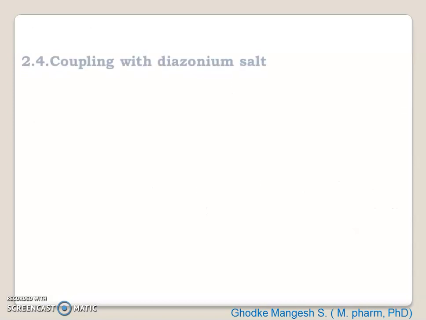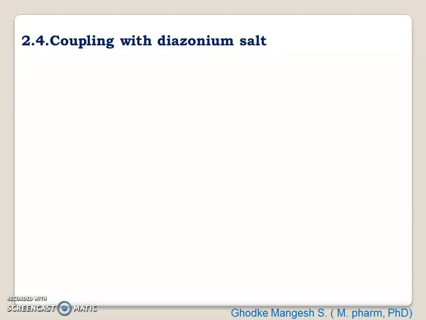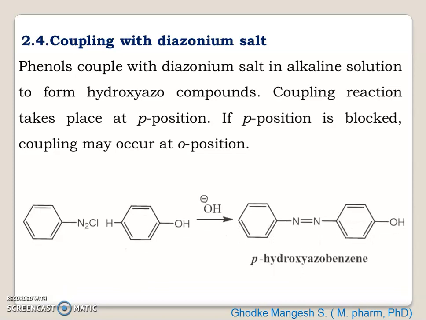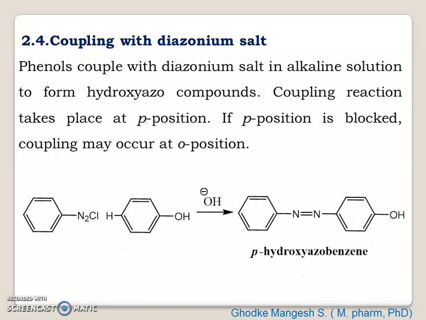The next reaction is coupling with diazonium salt. Phenol couples with diazonium salt in alkaline solution to form hydroxyazo compounds. The coupling reaction takes place at the para position. If the para position is blocked, coupling may occur at the ortho position. This is the reaction. Benzene diazonium chloride is reacted with phenol in the presence of base. It will form para-hydroxyazobenzene.